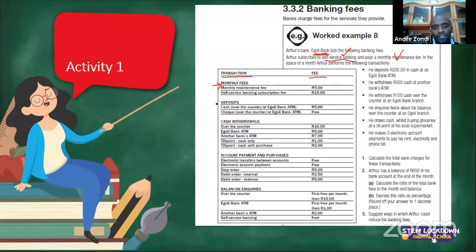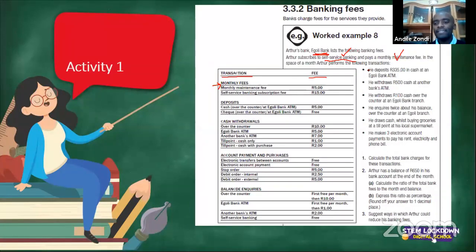There's a deposit if you're putting in money. There's withdrawal if you're taking out money. There's account payments and purchases if I'm making a payment, maybe to a third party, and purchases if they're buying something. These are the charges. Balance inquiry, if you want to know how much money is in your account, these are the charges. Now let's look at the questions. The statement before we look at the question.